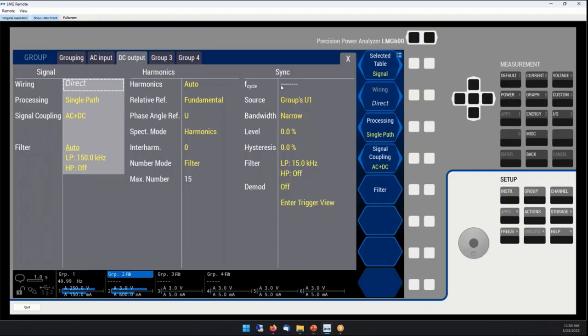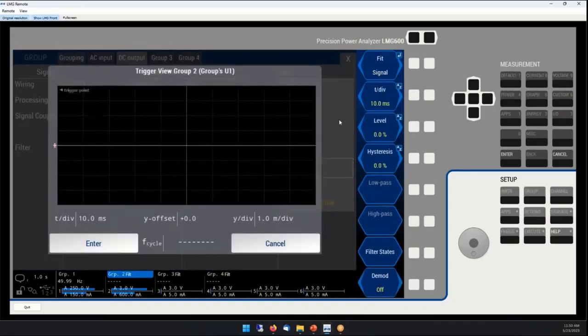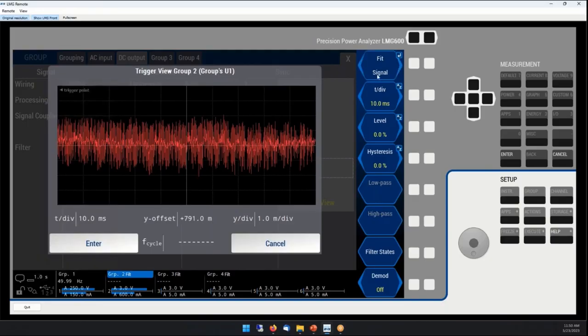Here we don't have a measurement of the frequency because we have a DC signal, so we expect that initially, but we can take it a step further and try to measure the frequency of the ripple. Let's take the voltage ripple, for example. So I'm selecting the signal source for the synchronization being the first voltage of my group. You can see what kind of different options I have.